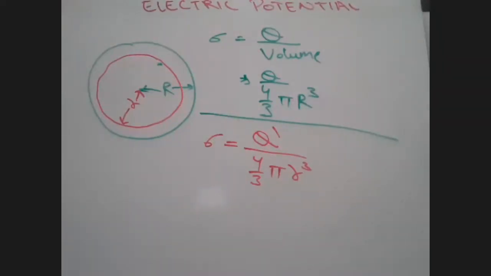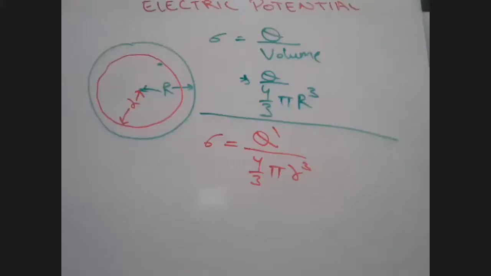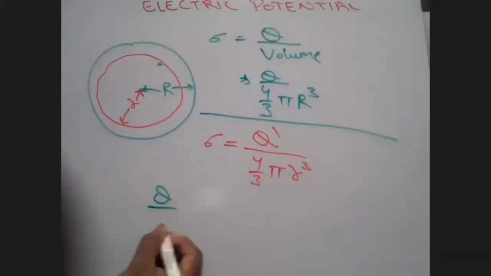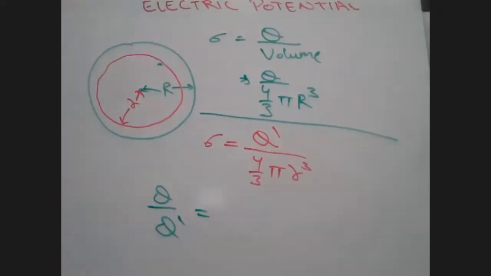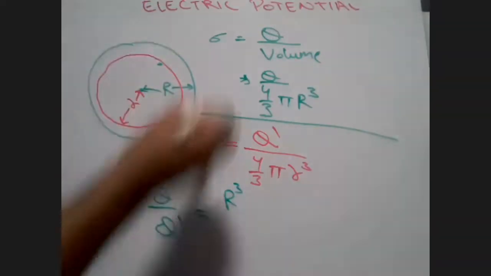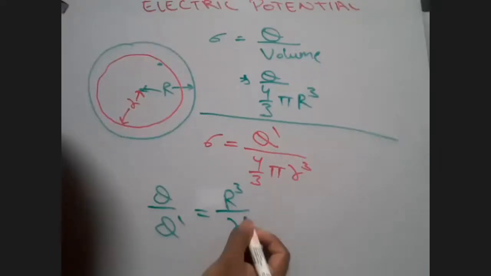Small r cube upon capital R cube. But will q and q dash also get cut? So q upon q dash is equal to what? Capital R cube, because q belongs to the outer sphere and q dash belongs to the smaller one.